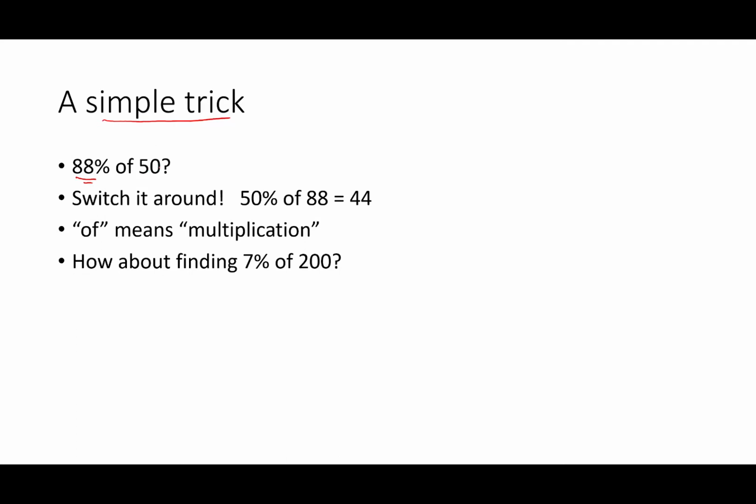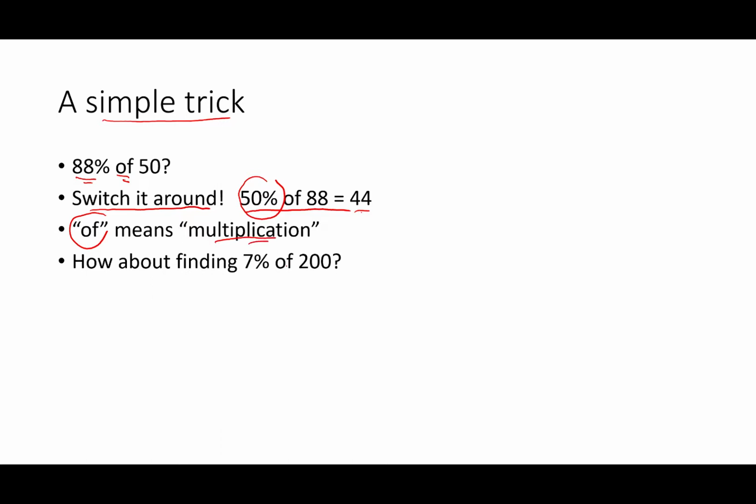How do you do it? Now the trick is that you can actually switch it around, right? So you turn the problem to become 50% of 88. So 50% means half. Half of 88, you get 44. So sometimes by switching the question around, it will be easier, right? Now what this means is, for example, 88% of 50. What this means is that the "of" here has a meaning of multiplication, right?